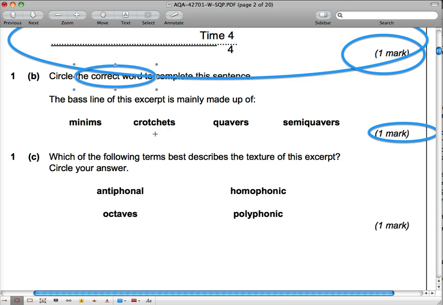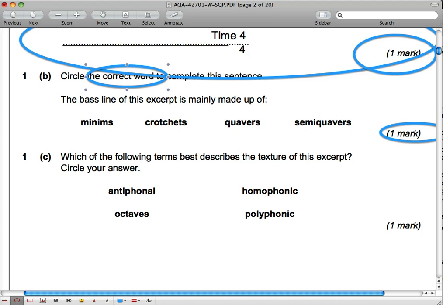So minims are the same as half notes, crotchets quarter notes, quavers eighth notes, and semiquavers 16th notes. So it could be any of these. You would have to listen to the extract, make sure you've paid attention to which instrument it's talking about, the bass line, so the lowest pitched instrument that you can hear, and then circle your answer, just like it says in the question. Don't underline, circle it, and it should be fine.